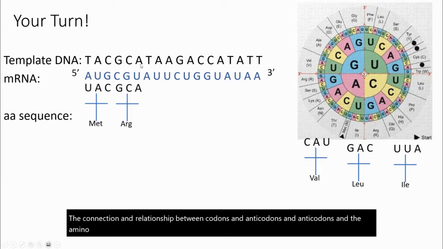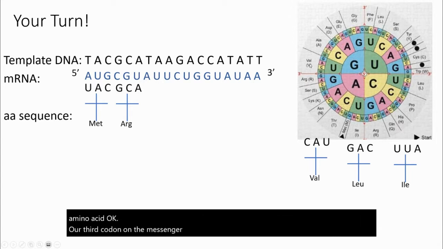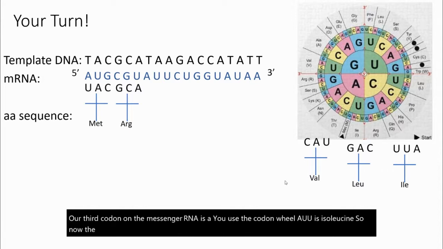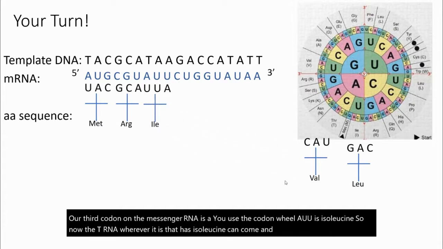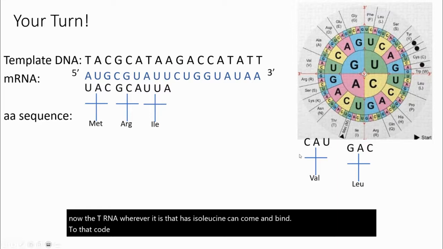The purpose of this illustration is to really drive home the connection and relationship between codons and anticodons and the amino acid, okay? So now our third codon on the messenger RNA is AUU. Use the codon wheel. AUU is isoleucine. So now the tRNA, wherever it is, that has isoleucine can come and bind to that codon. Okay, because again, the anticodon is going to be complementary to the codon.